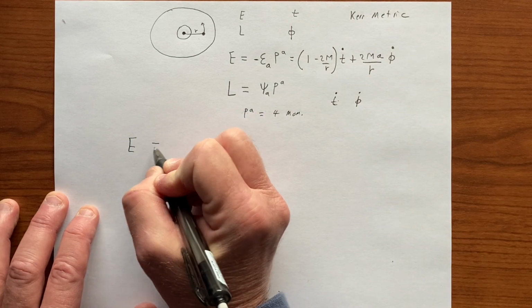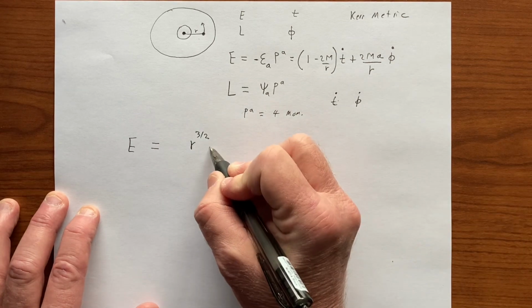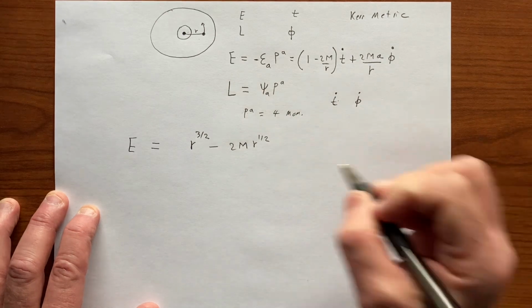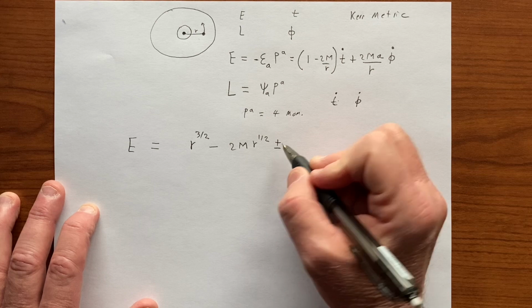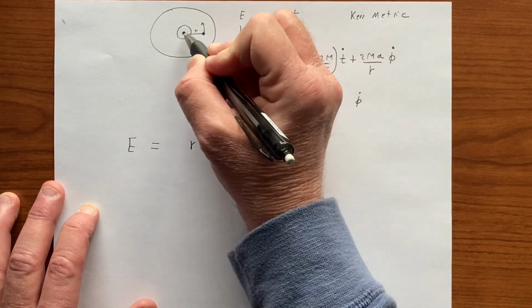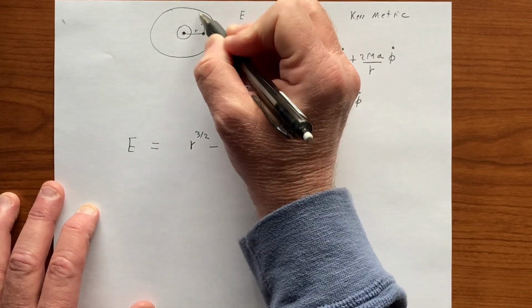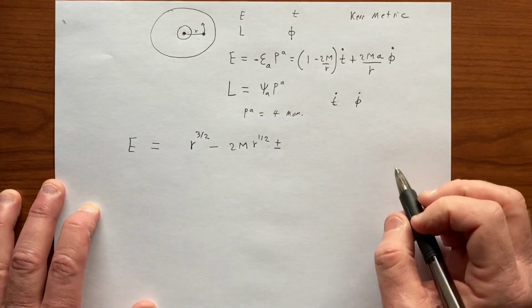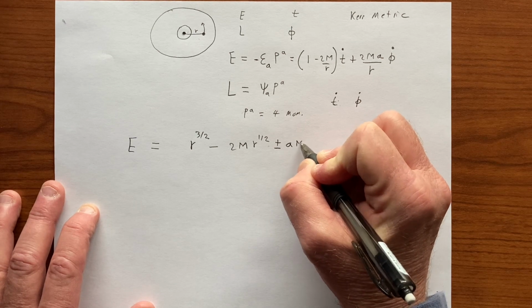So the energy looks like r to the 3/2 minus 2, the mass of the black hole, times r to the 1/2. And then we have a plus or minus. The black hole is spinning, so it has some non-zero a value. So let's say it's rotating that way. The plus sign is for gas that's rotating in the same direction. And the minus sign is for gas that's rotating in the opposite direction. And there's a fundamental difference, which we'll discuss soon.